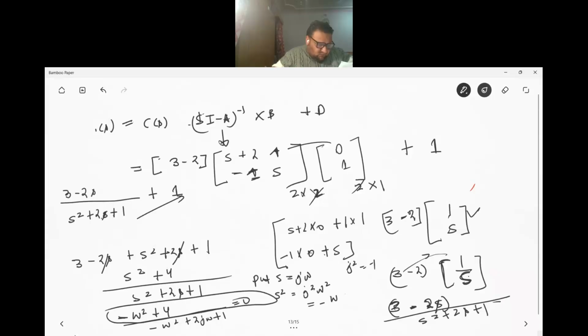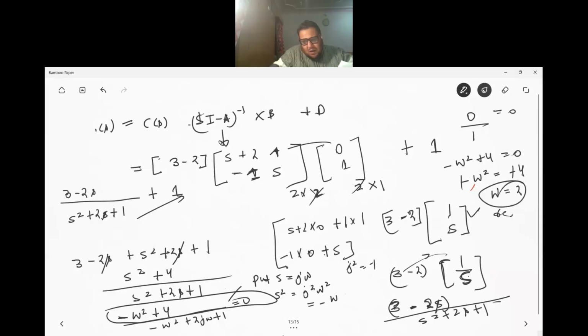You will get it from the numerator. So the output will be 0, right? He's asking when the output would be 0, when the numerator would be 0, right? 0 by anything is 0. So you just equate this numerator. So -ω² +4 is equal to 0. So that means your -ω² would be equal to -4. This cancels, so omega would be equal to 2. So 2 radians per second.